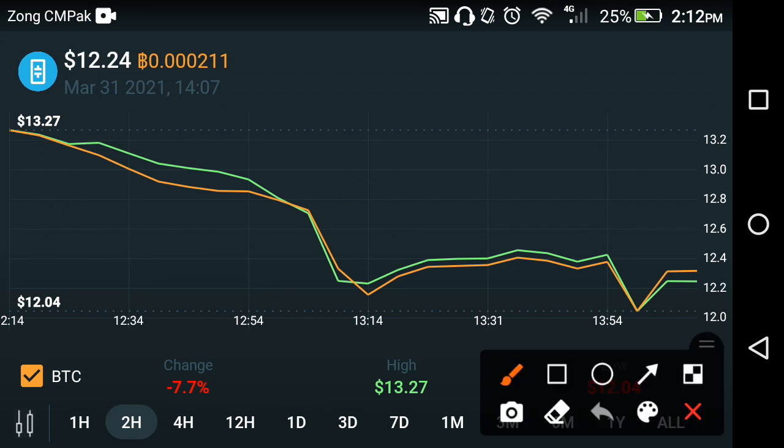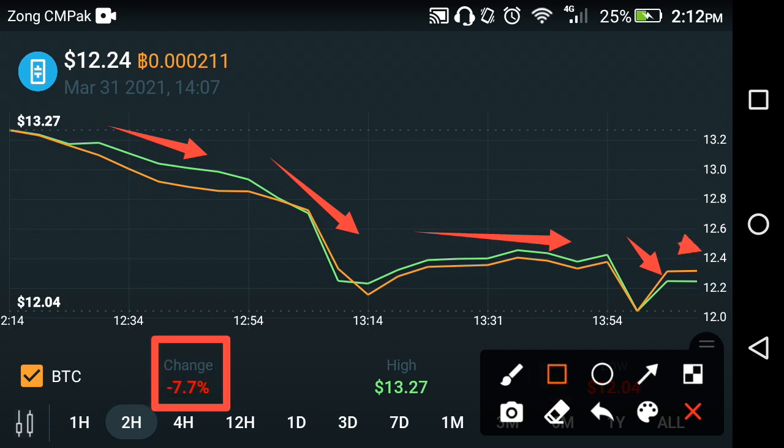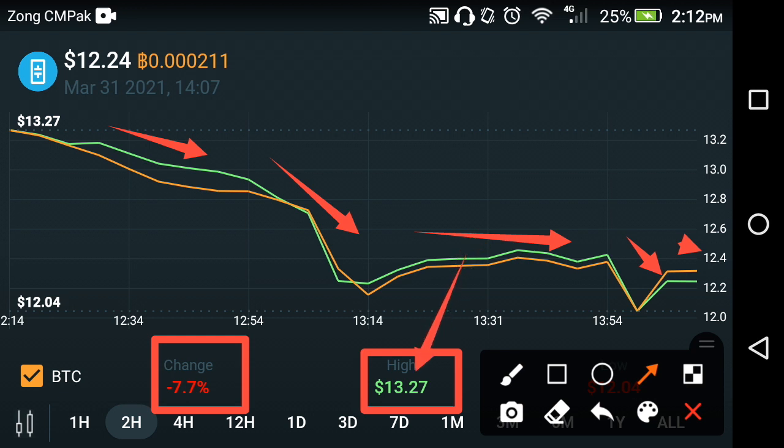Oh my god, what's going on in the Theta network? As you can see here, the chart tells us that they fell down fast in the previous 2 hours again and again. Now currently they are in the fast. As you can see here, the change is also negative because they are falling down continuously in the previous 2 hours. The change is negative 7.7% in the last 2 hours, and the high price of Theta network is about $13.27 in the previous last 2 hours.